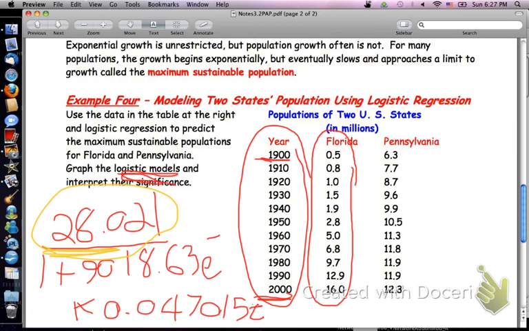So we can go over this more in class when you actually have a calculator. But the principle is pretty simple: just entering your data into a spreadsheet and then creating a regression model. In this case, a logistic regression model.